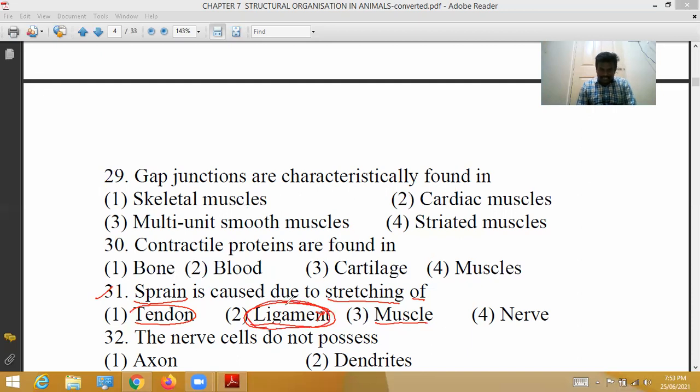Why are ligaments affected? See, generally muscles are attached to the skeleton. So when sprain swelling occurs, ligaments only are affected. So for that 31st question, the second option is correct. Generally muscles and nerves are not involved in this process. For the 31st question, the correct option is the second option.